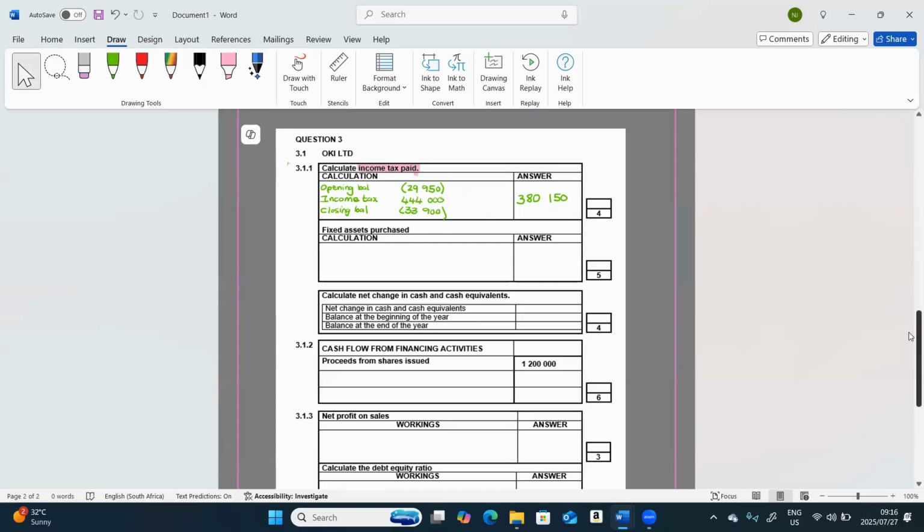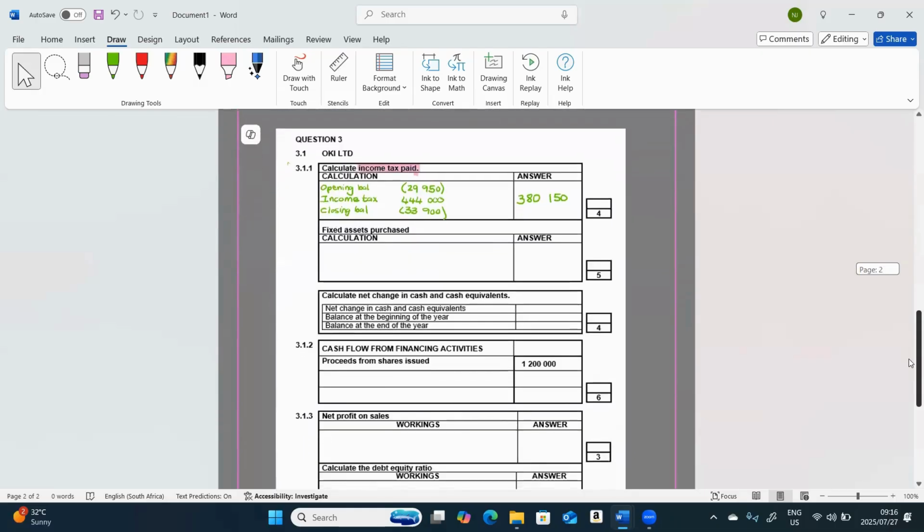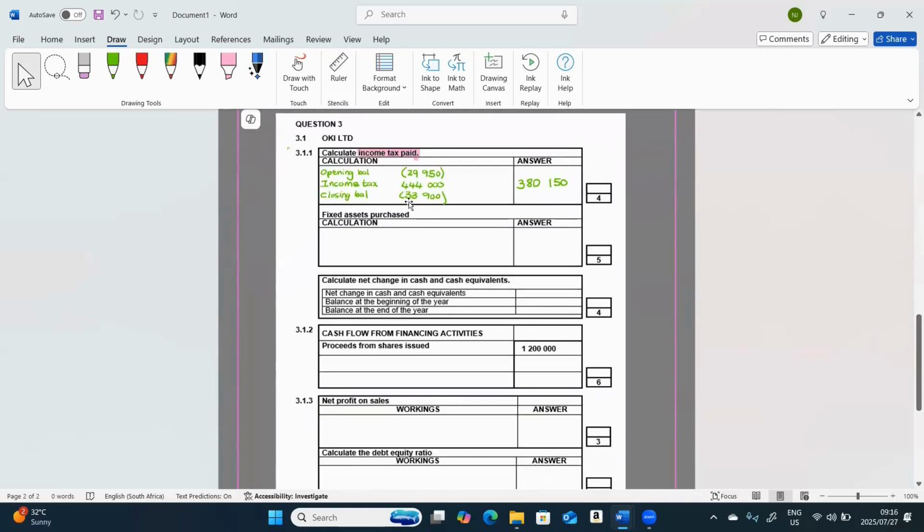All right, guys, and then the reason why we work with these brackets and positive and negative amounts is because we want the movement between our opening and our closing balances. The movement between these balances depends on whether it was debit or credit, right? And we want the movement, which will give us the amount that we had paid. So that is why it's very important to study the brackets or the no brackets, the debit and the credit balances of the opening and the closing balances. Okay, perfect. So there we have the answer for 3.1.1.